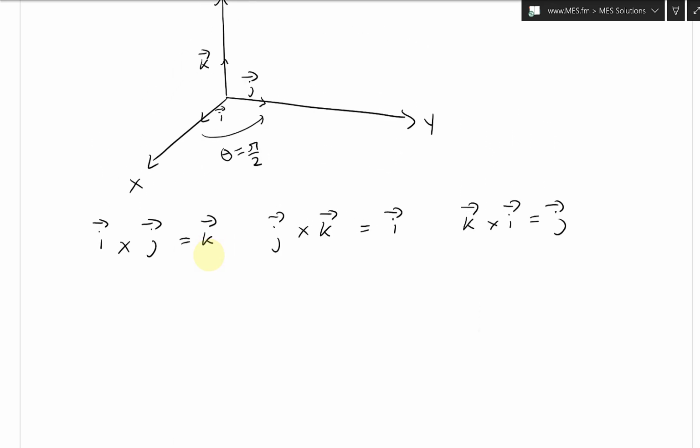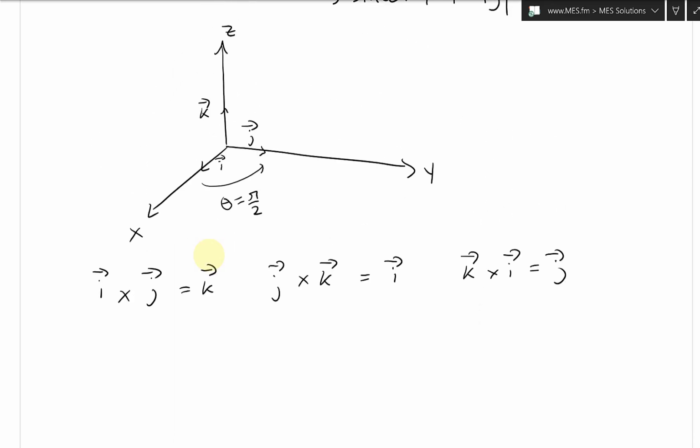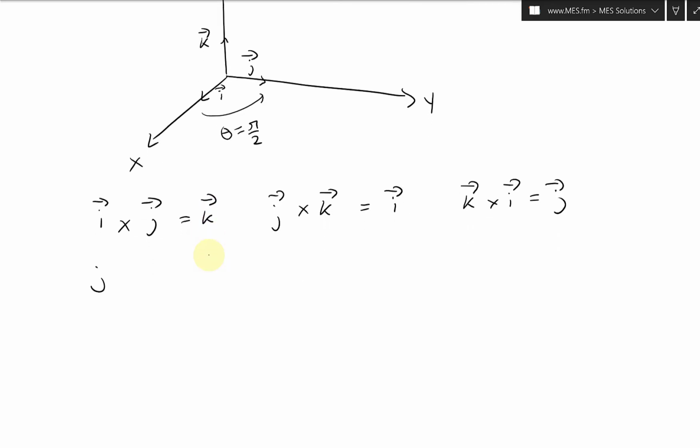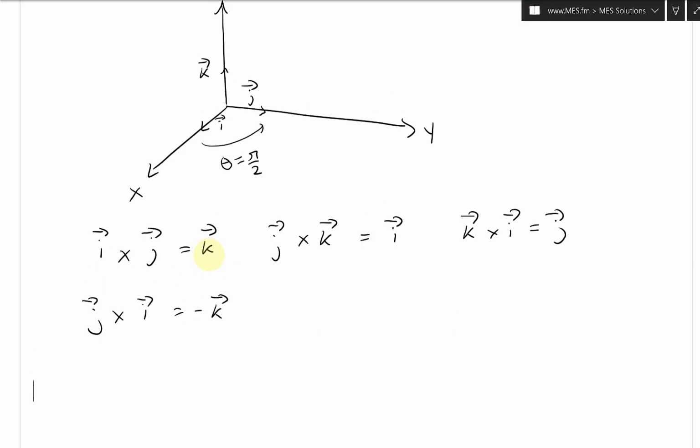Now for the next setup, notice what happens here. Instead of going forward, we go backwards. We go from j to here. In other words, you have to put your thumb downwards, because you're going with the right hand rule. So you'll have j cross i equals negative k, because the right hand rule points downwards. Now the next one is k cross j.